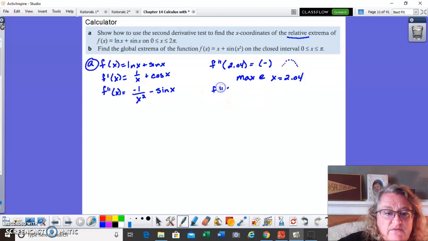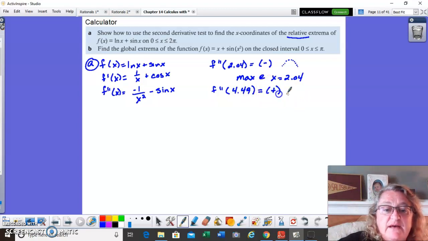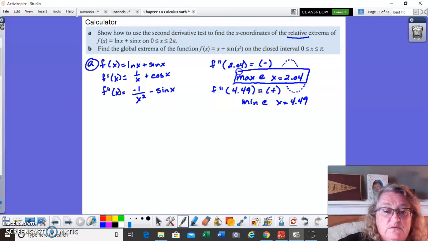Okay, if I take the second derivative and I put in my second value, which was 4.49, you'll find out that it is actually a positive number. Again, I don't care about the value, I just want to know that it's positive or negative. Positive means that we actually have a concave up function. So that means we have a minimum at x equals 4.49. And that's what it asked for, was those two x values. Okay? Second derivative test to find the x coordinates. So we have a maximum at x equals that, and we have a minimum at x equals that.